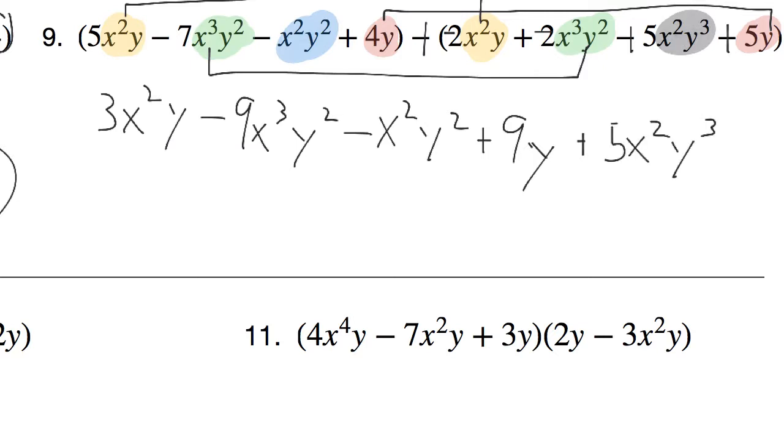Some people also enjoy crossing them out after they've just so you can make sure that you got them all. X squared, we got that one, and that one. Yeah, good. We got them all.